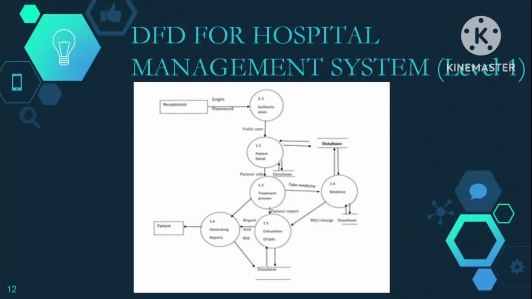Now coming to level 1 DFD for hospital management system. It provides a more detailed view of the major processes identified in the level 0 DFD. Now let's explore some common level 1 processes. In level 1 we have processes like patient registration, appointment scheduling, medical treatment, billing and payment. These were basically a few examples of the processes within the hospital management system data flow diagram. Depending on the complexity and specific requirements of the system, there can be additional processes and data flows.